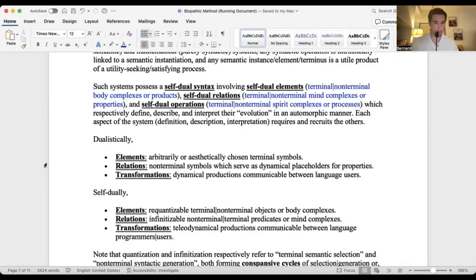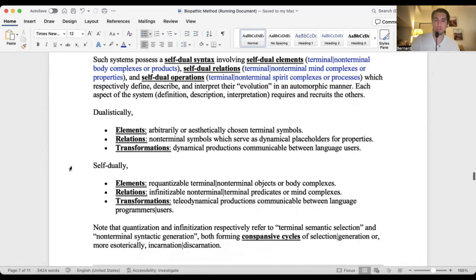But self-dually, elements have to be requantizable terminal, non-terminal objects or body complexes. Relations have to be infinitizable non-terminal, meaning they're non-terminally oriented / terminal predicates or mind complexes. And transformations have to be the teleo, meaning utility-seeking and satisfying dynamical productions, communicable not only between language users, but also language programmers. Humans, all objects actually, are language programmers. We program in the non-terminal sense, and we use in the terminal sense. And programming and using or executing are, of course, self-dual as well.